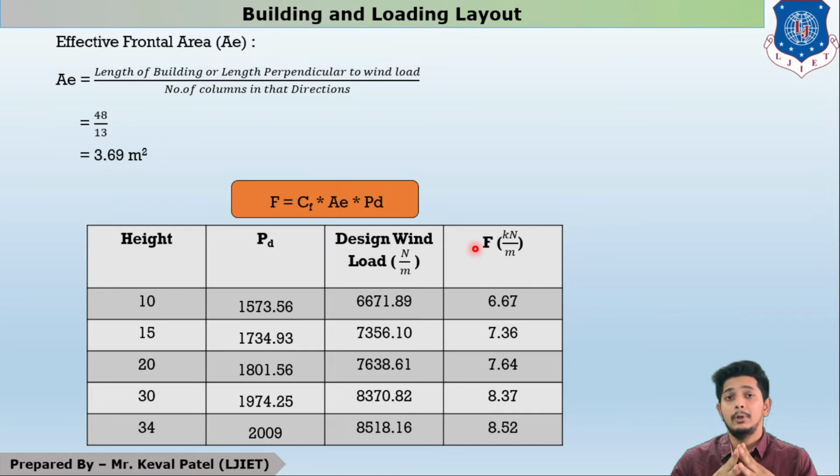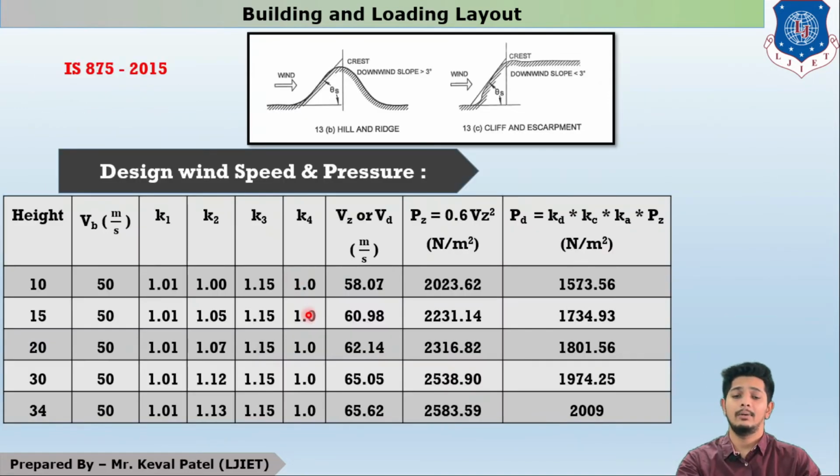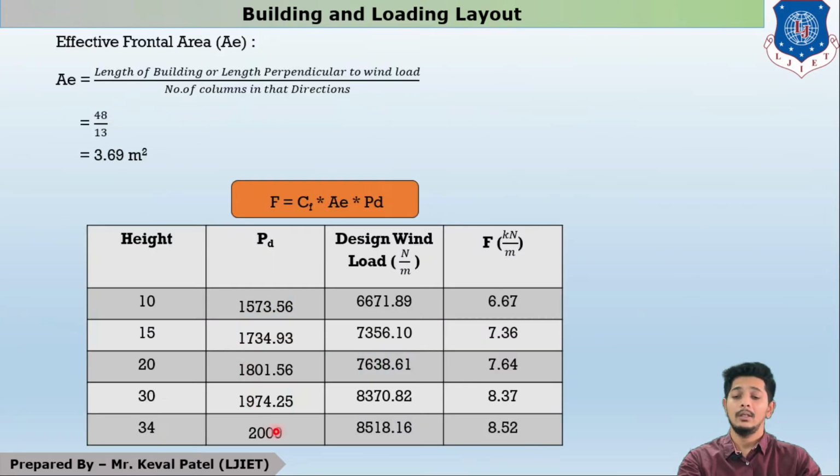Let us tabulate that. Here 10 meter, 15 meter, 20, 30 and 34 meter height is kept according to the previous table only. Now PD values are derived from the previous table which we have calculated here. All the values are written same from this table. So these are the values.